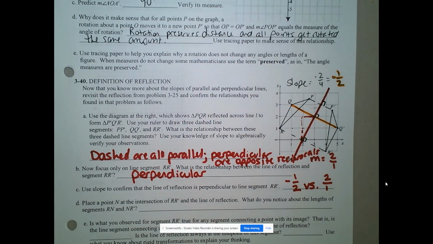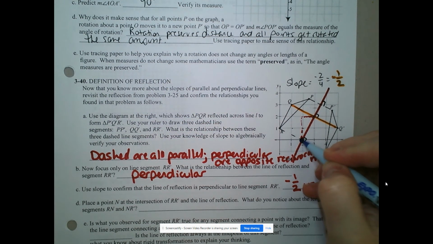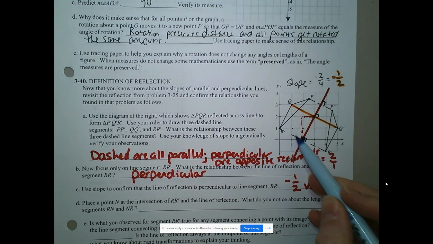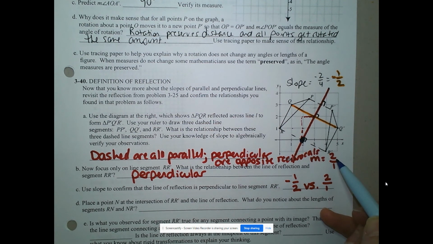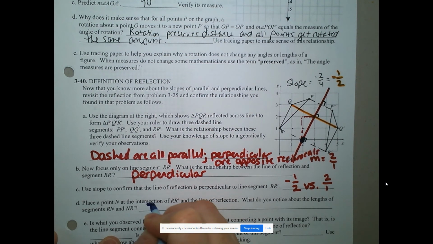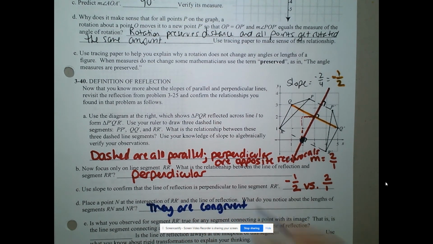Place a point N at the intersection of RR prime and the line of reflection. What do you notice about the lengths? So they're saying if you were to put a point right here, how long is it from the line of reflection to R versus how long is it from the line of reflection to R prime? And those two segments would be congruent. Same length from the left side as it is the right side.